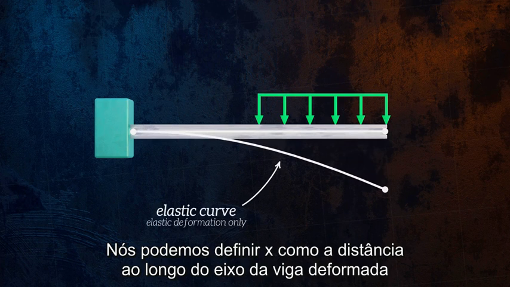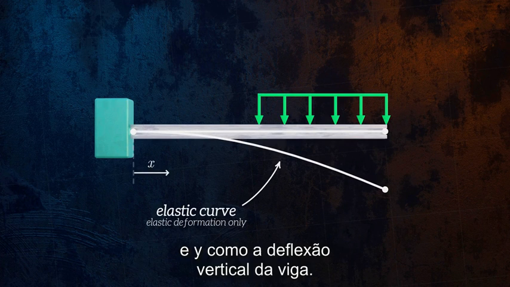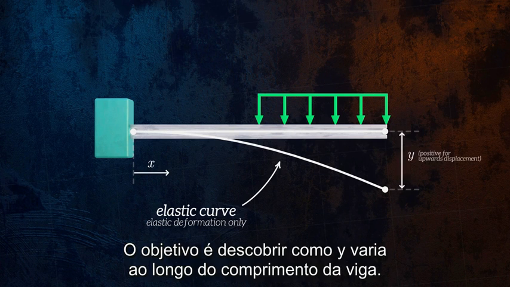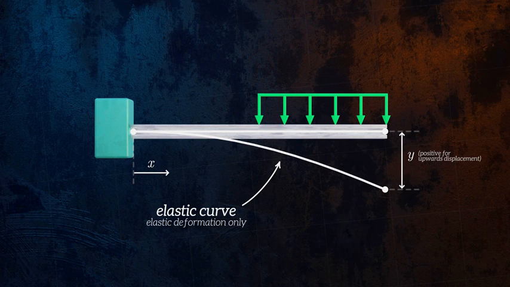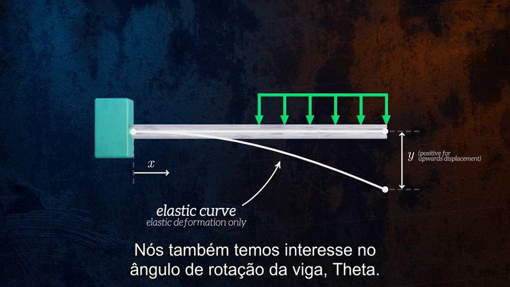We can define x as the distance along the axis of the undeformed beam, and y as the vertical deflection of the beam. The objective is to figure out how y varies along the length of the beam. We will assume that there's no displacement along the x-axis. We're also interested in the angle of rotation of the beam, theta.